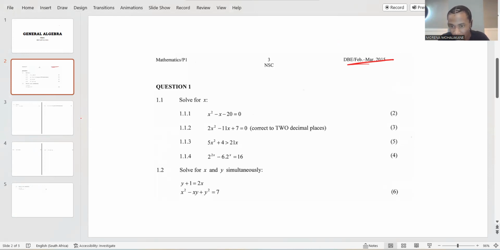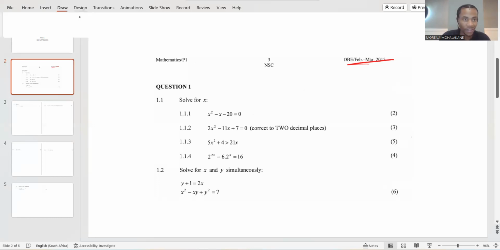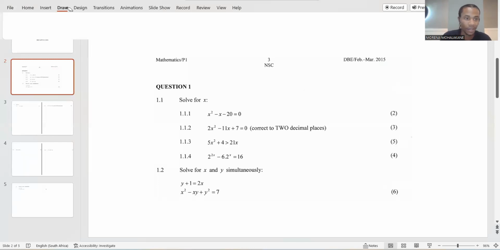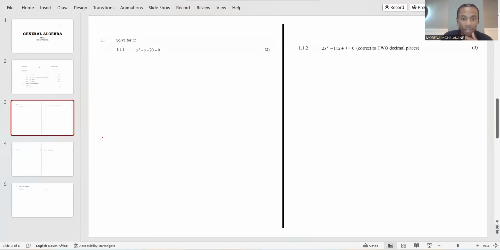This one is 20 marks, so it's like the first 20 minutes of the paper. This will be easy, very easy. When they start with algebra, it's for building momentum. So without wasting any time, the first question is for you to factorize. You've done it for 3 years now.